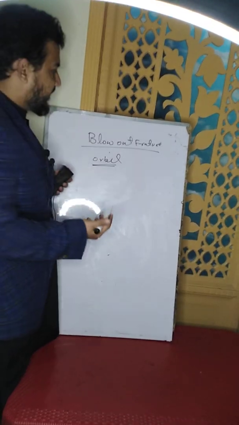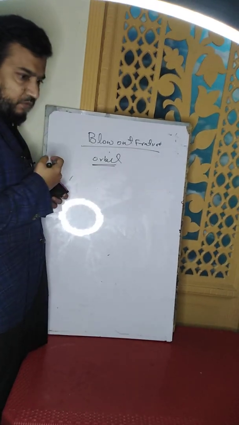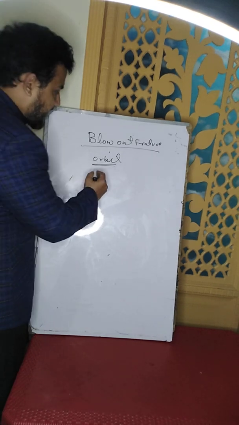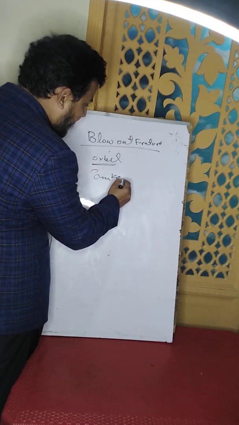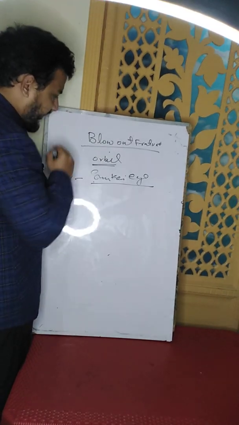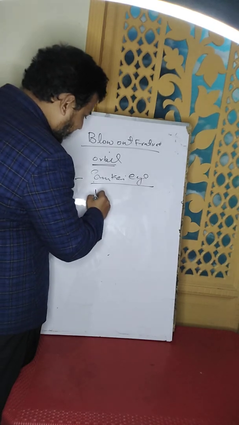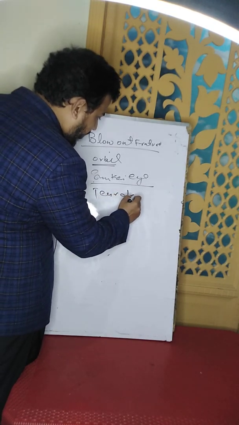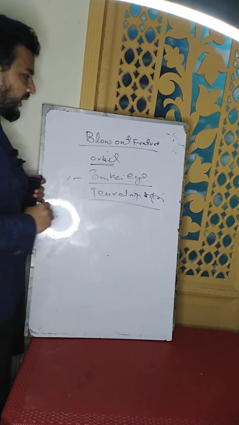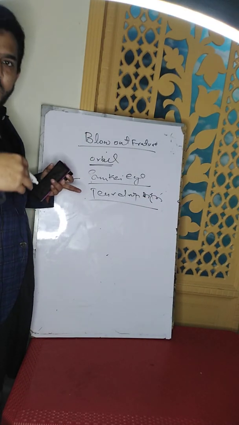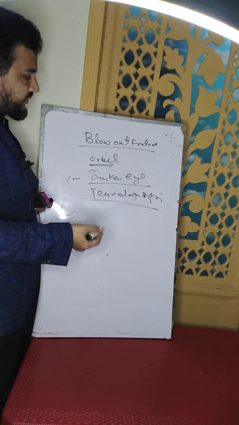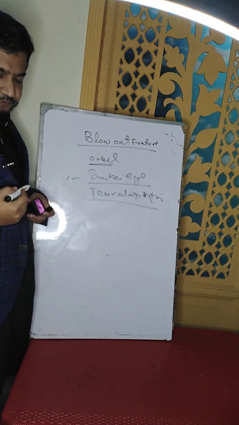Today I have to discuss the blowout fracture of the orbit. In blowout fractures, what we see clinically is the sunken eye, and what we see on the radiograph is a teardrop sign. Sunken eye clinically, while on radiographs we see the teardrop sign.